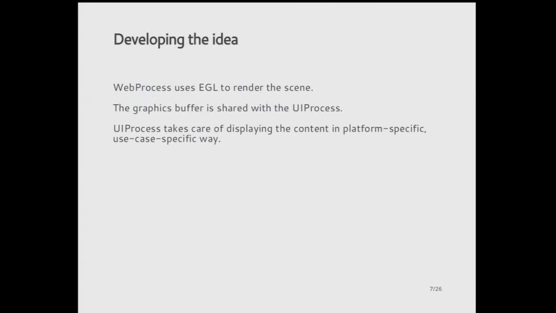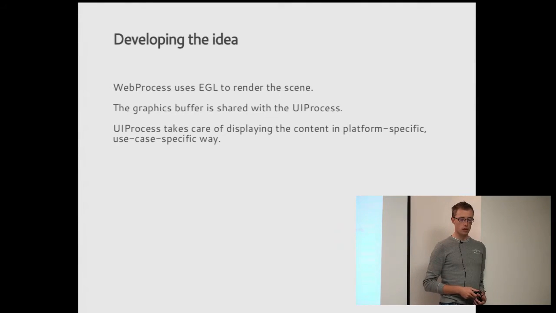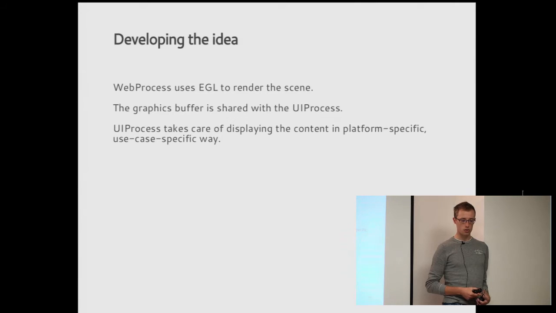So what we kept from the previous design is using EGL in the web process to render the actual content as defined by the web page. And we also continued sharing the graphics buffer from that web process into the UI process. The biggest difference in this specific area is that we weren't relying anymore on the Wayland EGL extension and capability. We were demanding of the platform to provide us with that same functionality. The UI process in this new setup would then take care of displaying that content in whatever way it can and should.